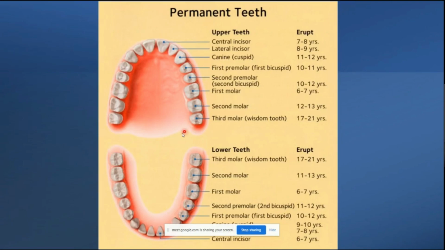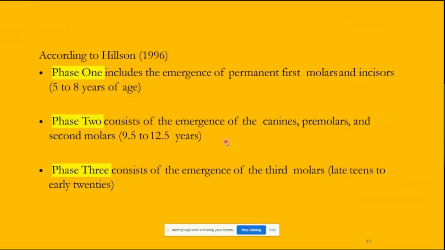And this is the same time when the deciduous teeth shed. Okay, it's the same age when the deciduous teeth shed as well. So now you already know when deciduous teeth erupt. When they are going to shed is the same time the permanent teeth are going to erupt. So you will know both of them.